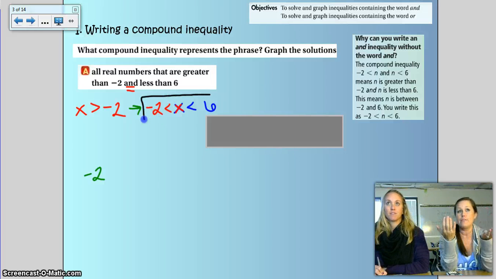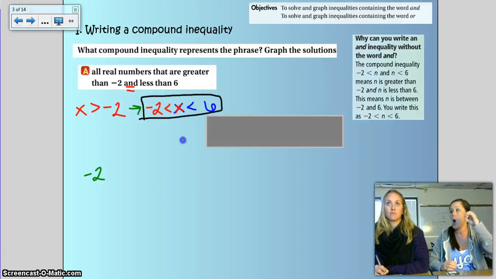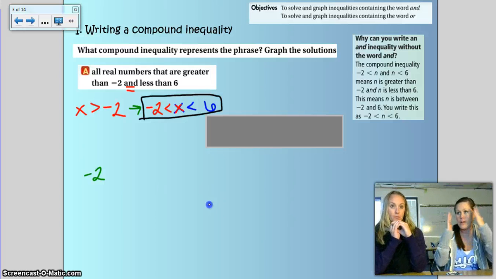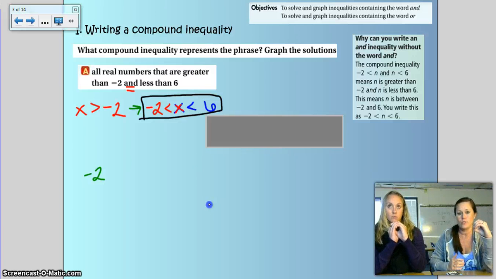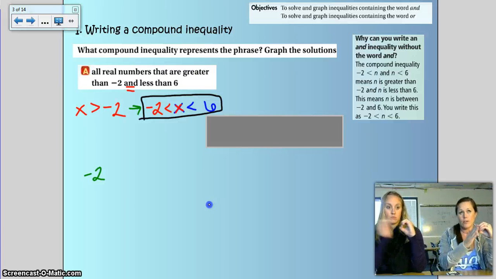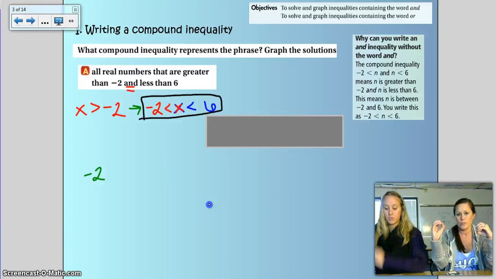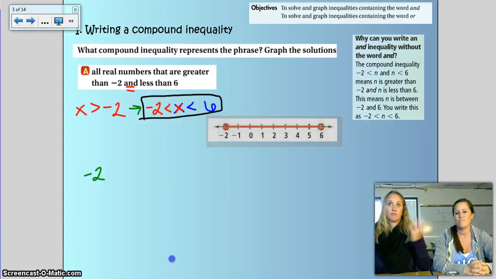Then you graph it. I'm going to put an open dot at -2, because it doesn't include -2. Open circle at -2, and then I'm going to shade all the way to 6 and put an open circle there. Just like that. It's not hard.